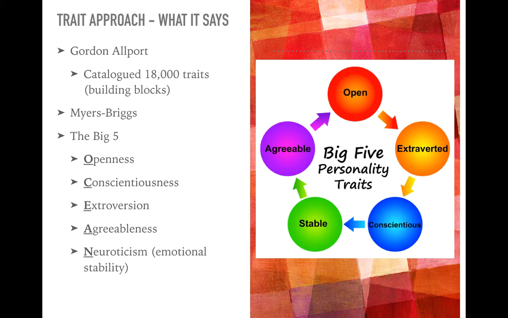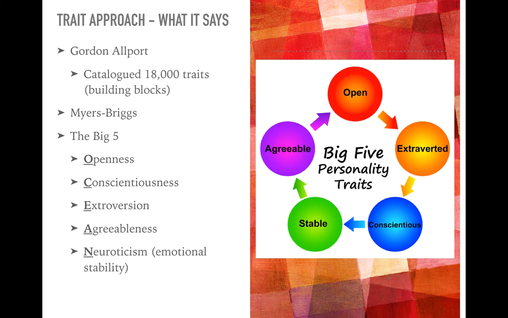Conscientiousness has to do with how conscientious you are. Are you a perfectionist? Are you very conscious of your work and what you do? Extroversion is how outgoing you are. Agreeableness: are you very cooperative with people, or are you a person that likes to create conflict? And then neuroticism just means emotional stability. Do you fly off the handle when something new comes along, or are you relatively stable?